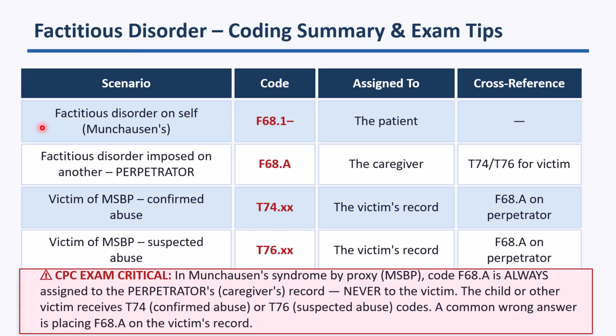Factitious disorder on self, that is Munchausen syndrome, code F68.1- on the patient's own record. Factitious disorder imposed on other, that is the perpetrator, code F68.A on the caregiver's record with T74 or T76 cross-referred for the victim. And the victim of Munchausen by proxy with confirmed abuse, use T74.XX on the victim's record. Victim of MSBP with suspected abuse, code T76.XX on the victim's record.